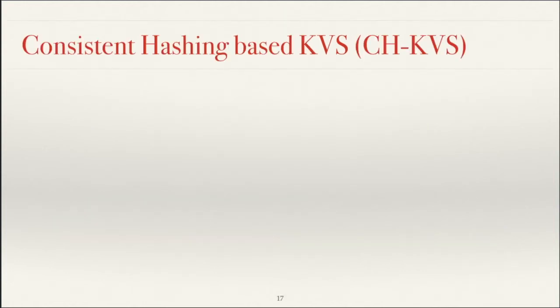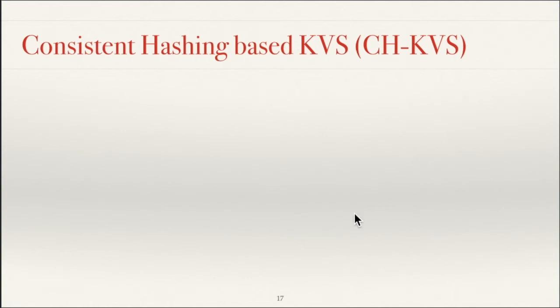Okay, so now let us see an example of a consistent hashing based key value store. There are a lot of key value stores that are based on consistent hashing. For example, Dynamo used by Amazon, Cassandra used by Facebook, or Voldemort used by LinkedIn. They all are based on consistent hashing.